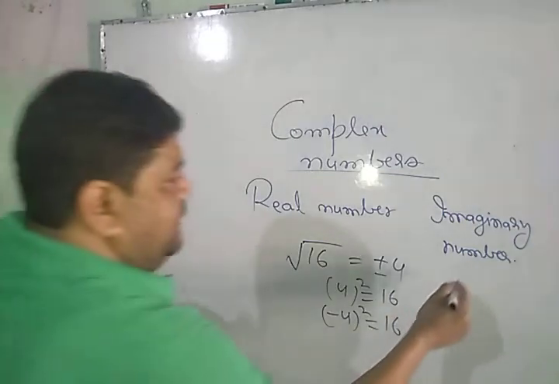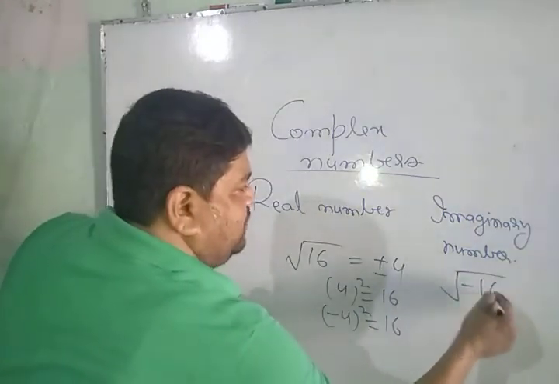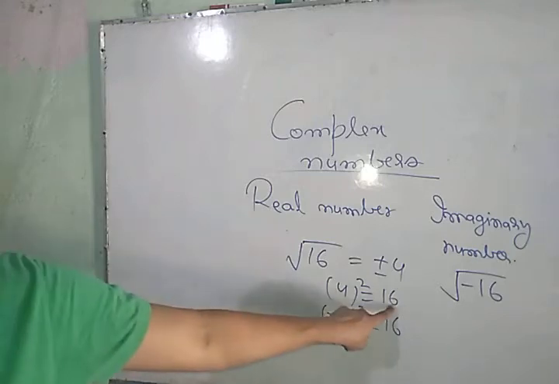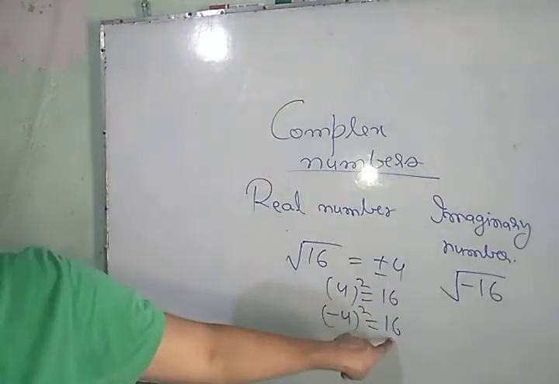But what happens if anybody asks to find the square root of minus 16? Now the problem starts, because there is no such number whose square is minus 16, because 4 square is 16 and minus 4 square is also 16.